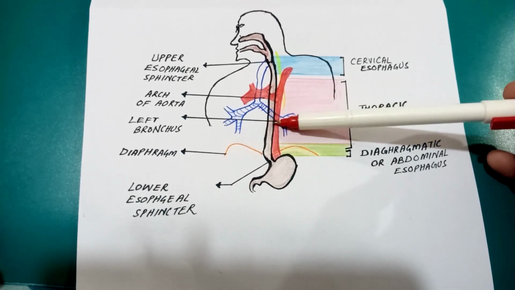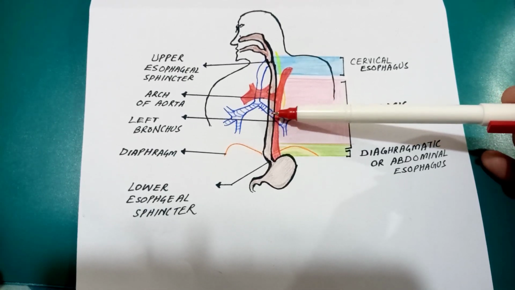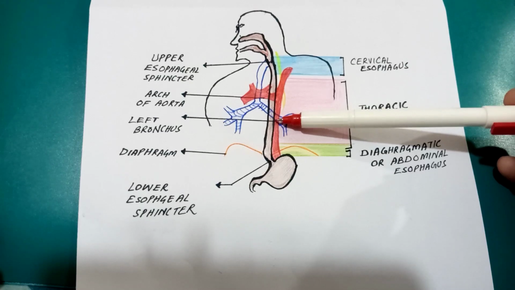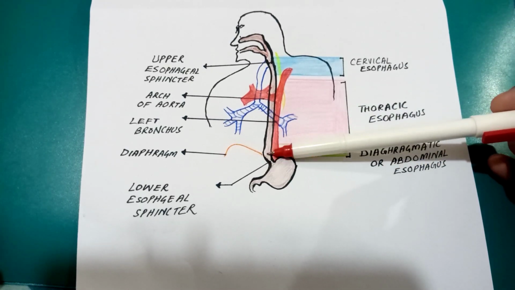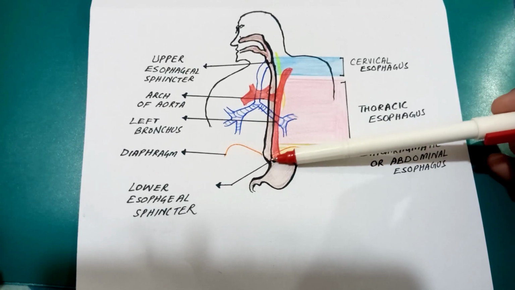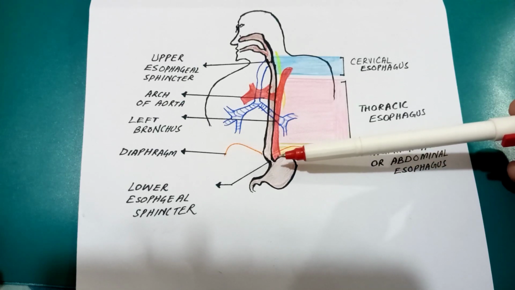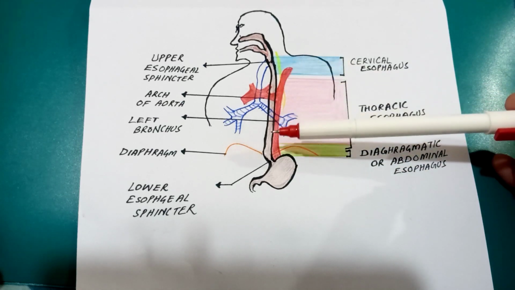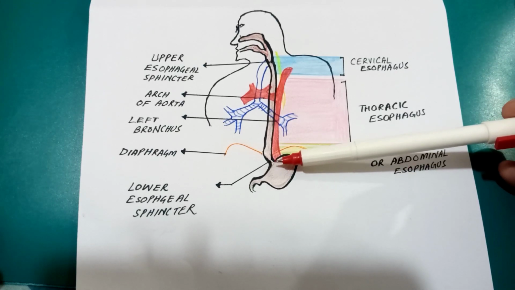The third constriction lies where the esophagus is crossed by the left main bronchus, at a distance of 27.5 centimeter. And the fourth constriction lies at the level of the lower esophageal sphincter, at 37.5 centimeter. This distance is very important during the passage of the endoscope or the esophagoscope.